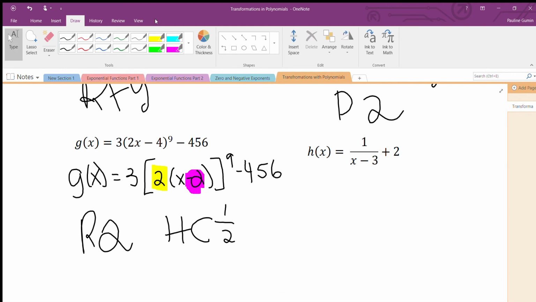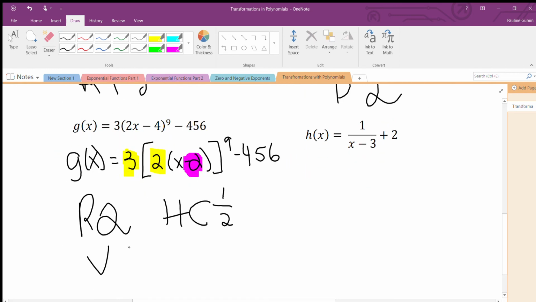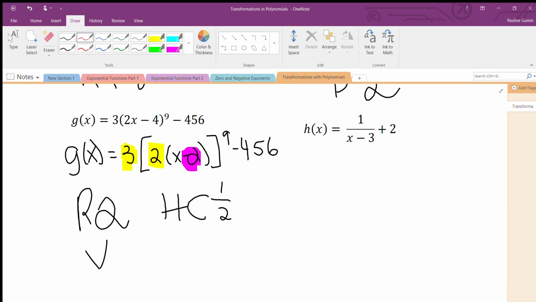Okay. Next, we have this 3 on the outside of the brackets. That's going to be a vertical stretch. Okay, everything's fine. Vertical stretch by 3. And last and definitely not least, we have down 456.